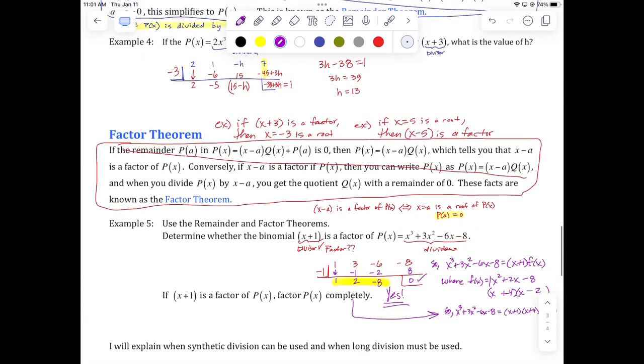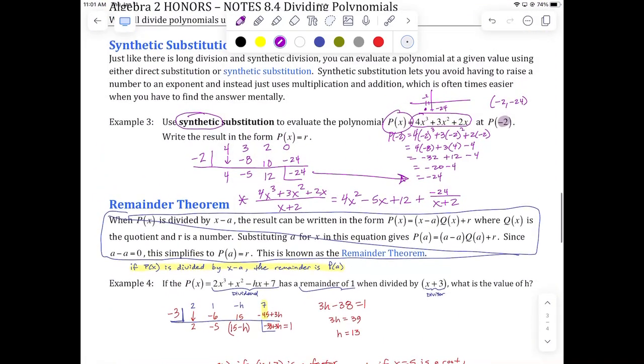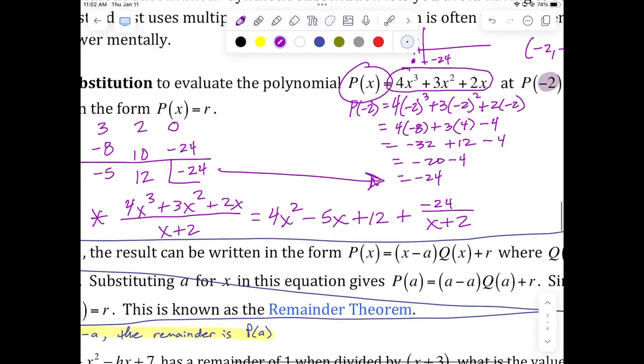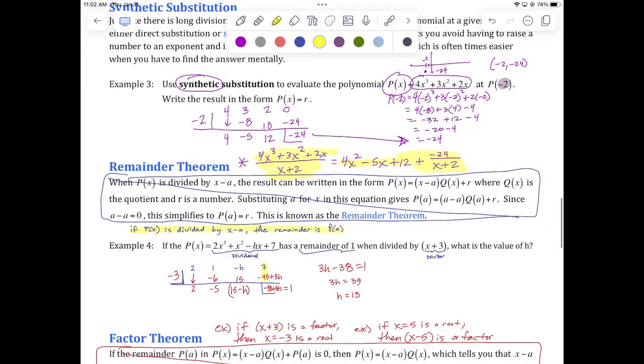In fact, I would like for you to write the whole thing out like we did in the warm-up right here. The whole thing, which would be the quotient on the left equals this plus the remainder over the divisor. Or, I'm sorry, the original problem, I called it the quotient. The quotient is 4x squared minus 5x plus 12. That's how you write your answer. Okay?